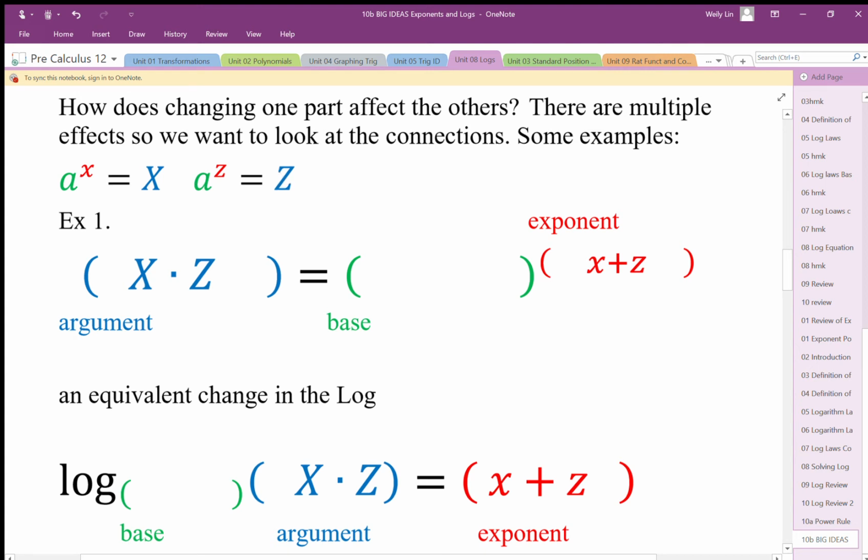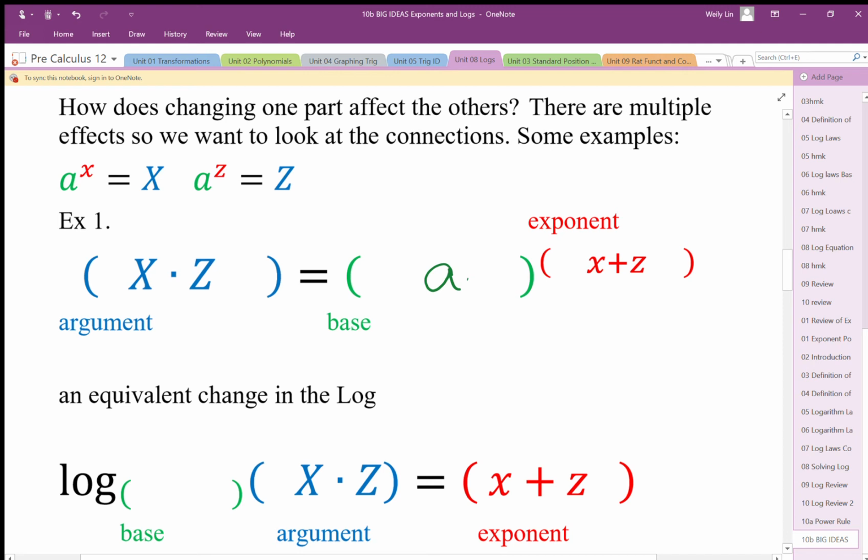When I have big X times big Z, that is, my arguments multiplied, that means X is going to be a to the power x, so I'm going to bring that x to the outside there, times a to the power z. So the z then comes on the outside there, so basically I have this a in the base there.